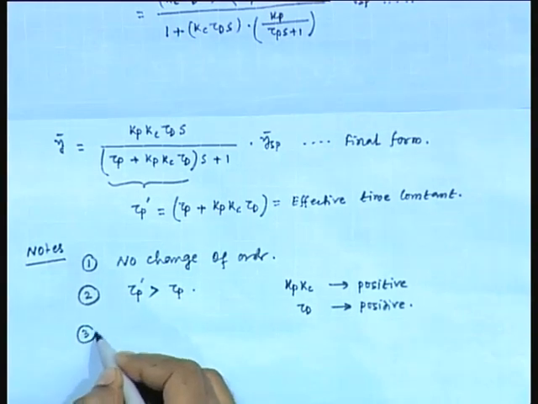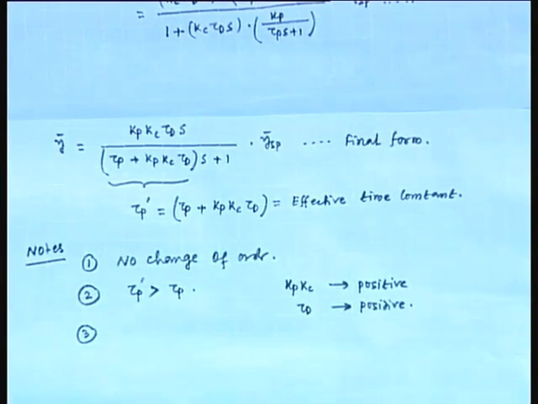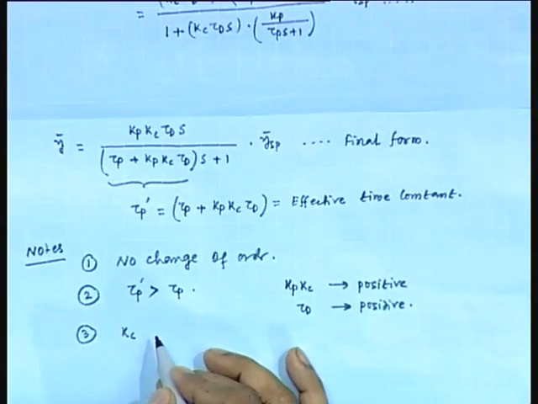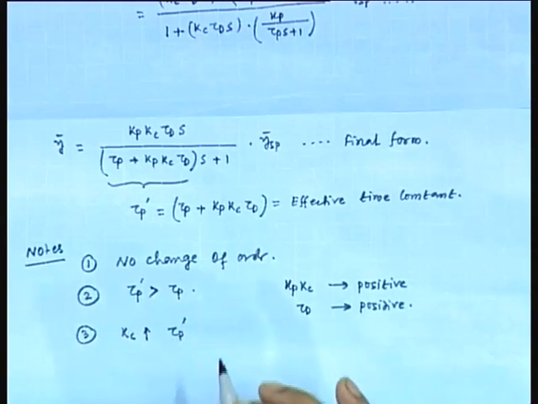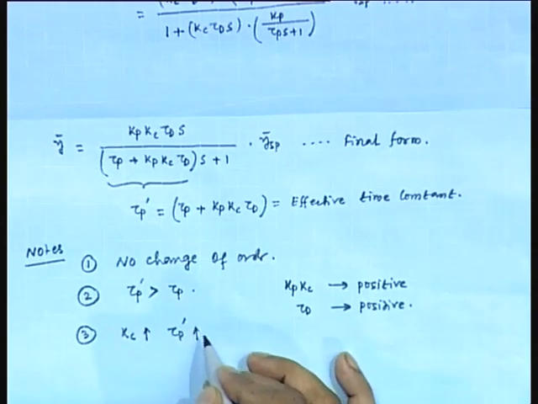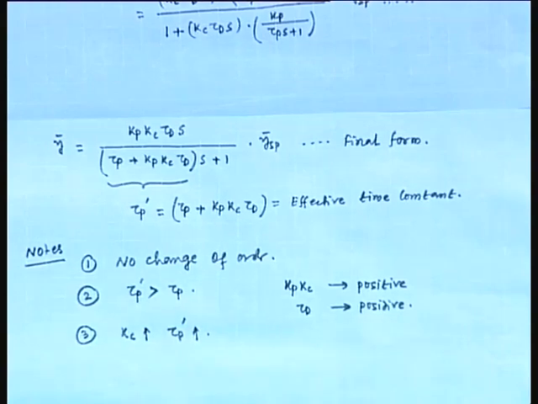Third point is, as Kc increases, then what happens for tau p prime? If Kc increases, then tau p prime also increases. With the increase of Kc, tau p prime increases. That means the overall response becomes slower due to the increase of Kc.